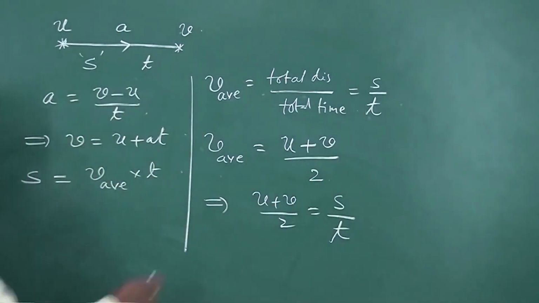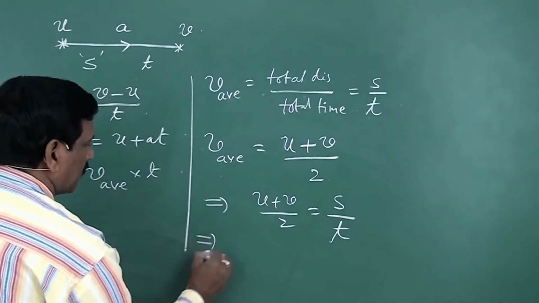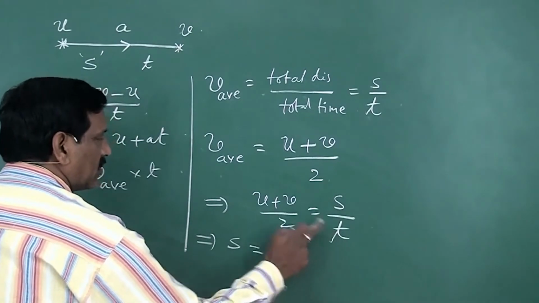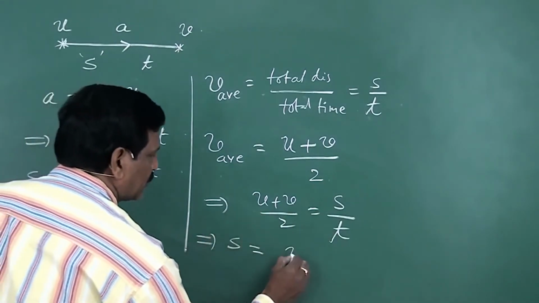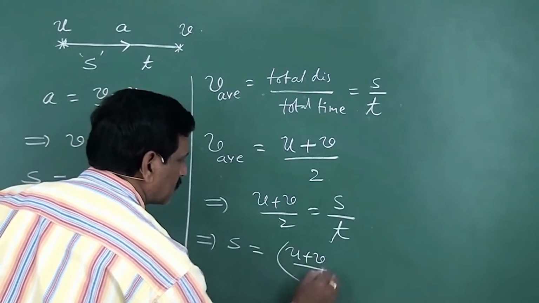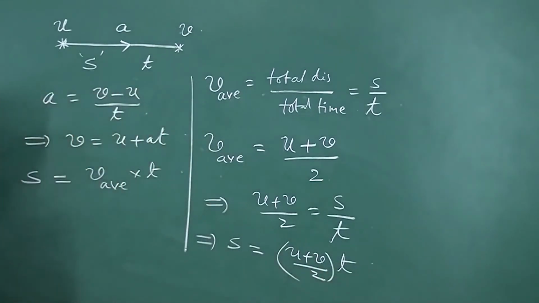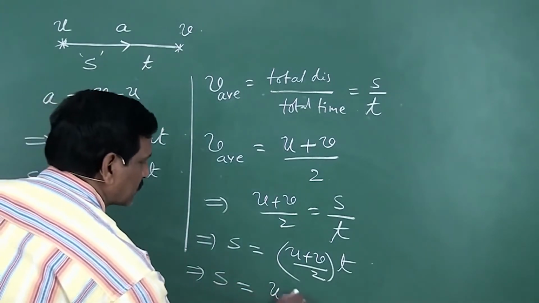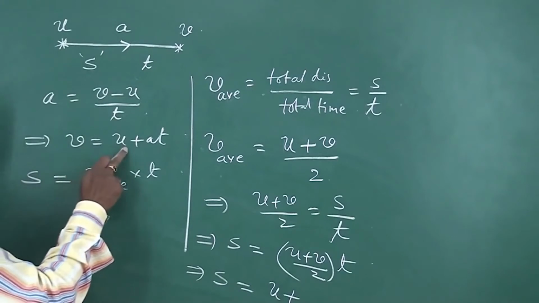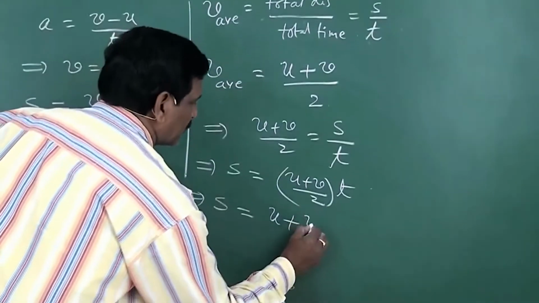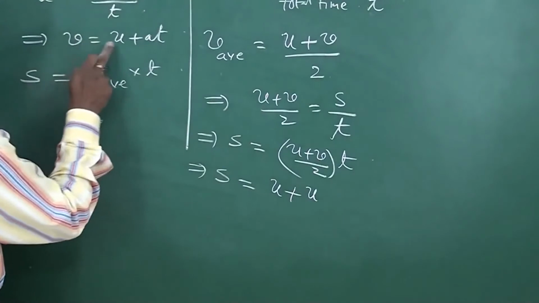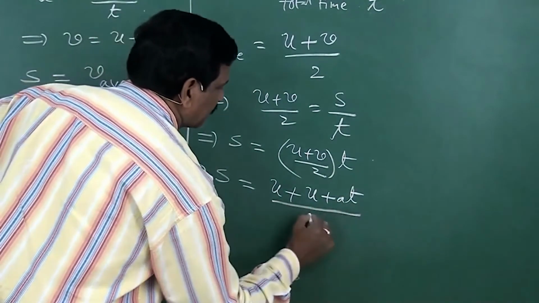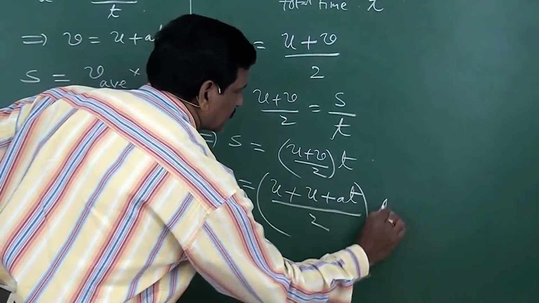From these two equations you can write s is equal to, t comes to this side, so u plus v by 2 into t. What is v here? u plus at. So instead of v, you can write u plus at, so s is equal to u plus at divided by 2 into t.